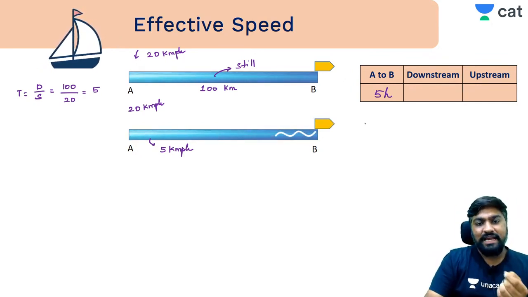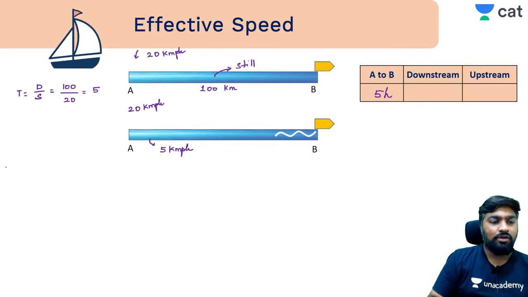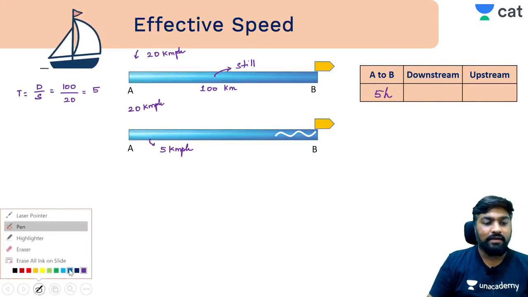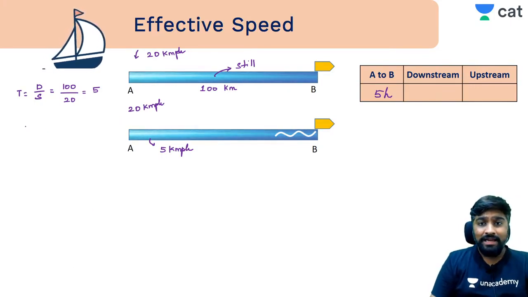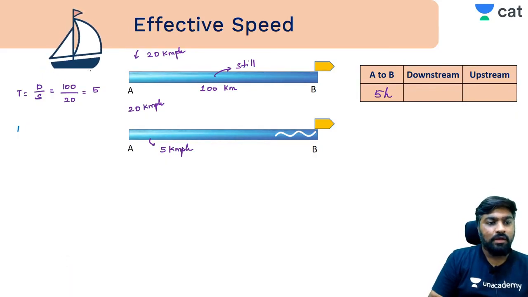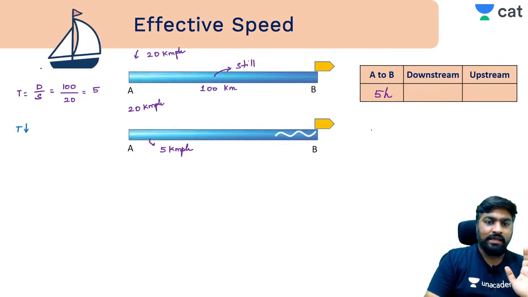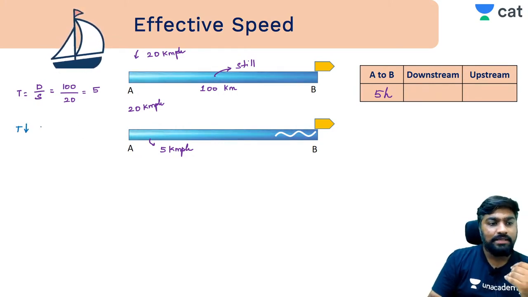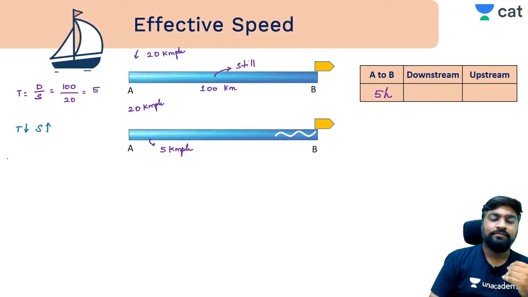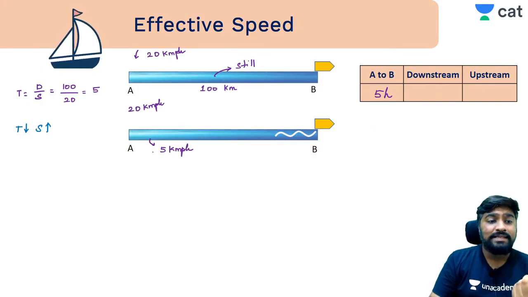So if the time decreases, we all know this. We've looked at it when we dealt with relationships between time, speed and distance, right? When time reduces, we know it will definitely take less than 5 hours, right? So if time reduces, what happens? Speed increases. And how do we increase the speed here?